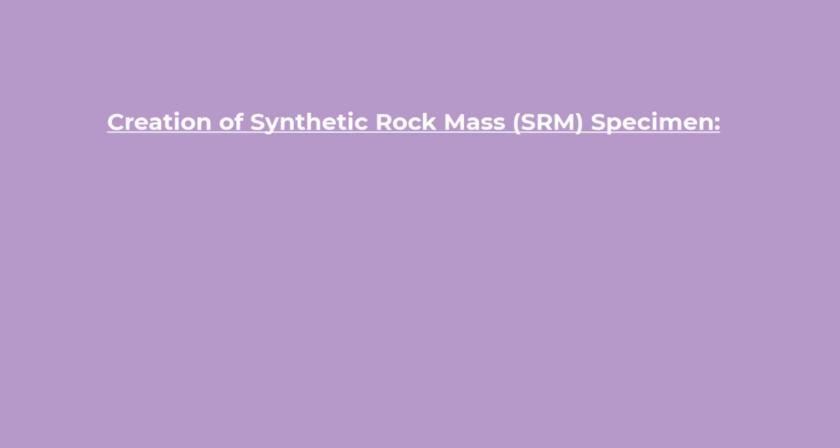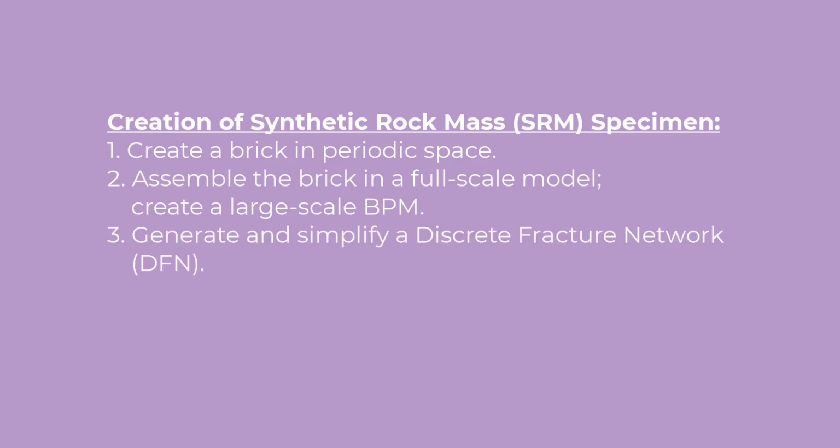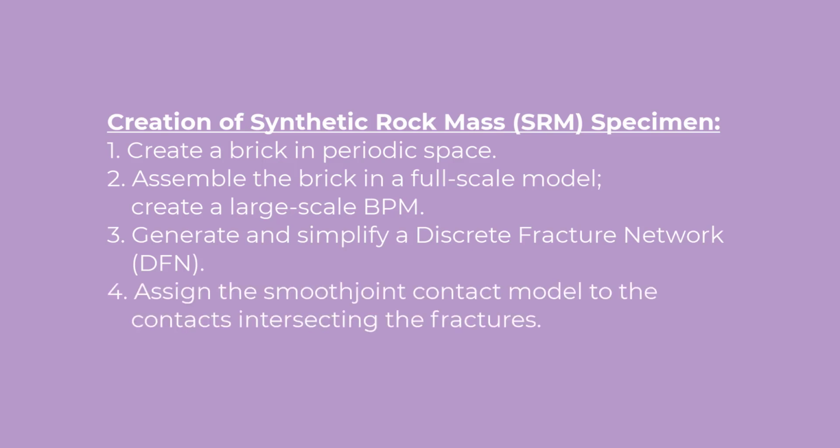This tutorial will guide you through a modeling approach to create a synthetic rock mass specimen that can be further tested to determine its strength characteristics. This will be done by creating a brick in periodic space, which then will be assembled into a full-scale model, creating a large-scale bonded particle model, generating and simplifying a discrete fracture network. Lastly, the discrete fracture network is used to assign smooth joint contact models to contacts that intercept the fractures.